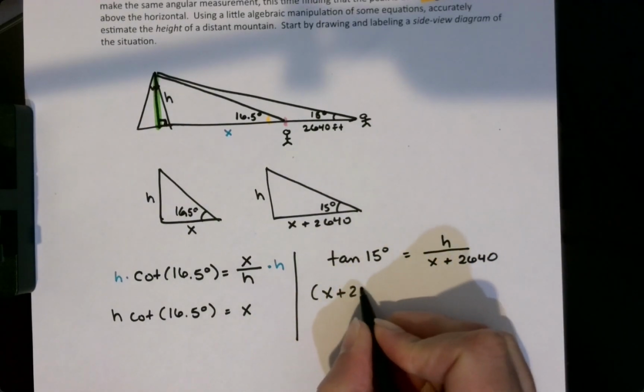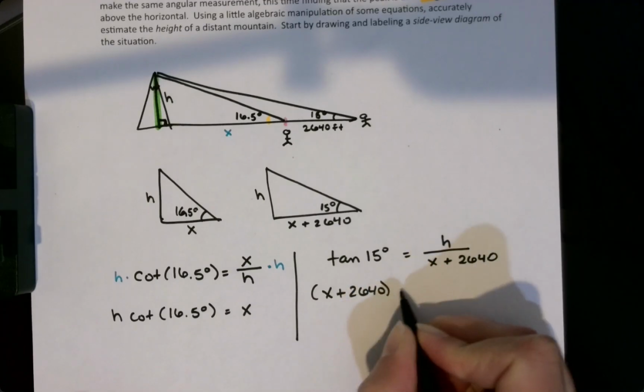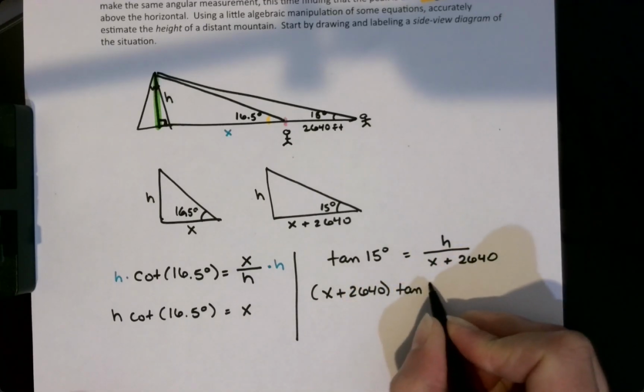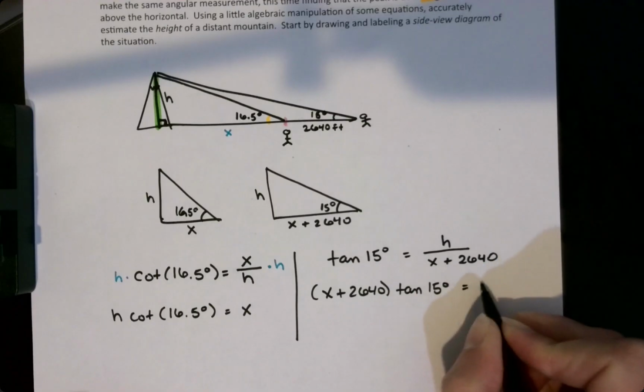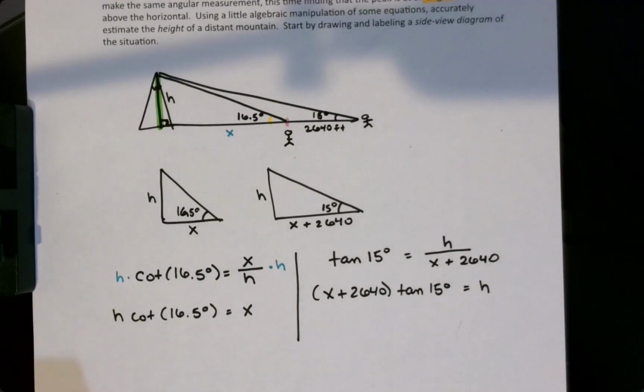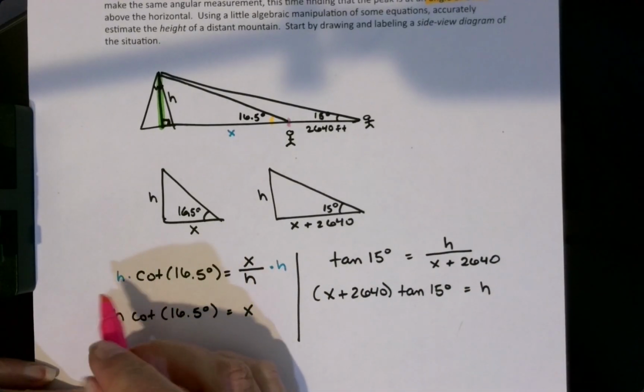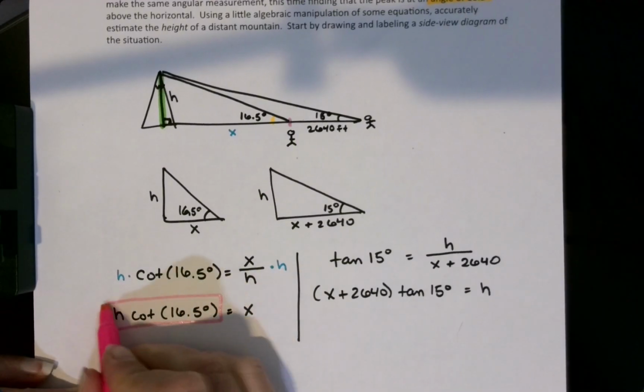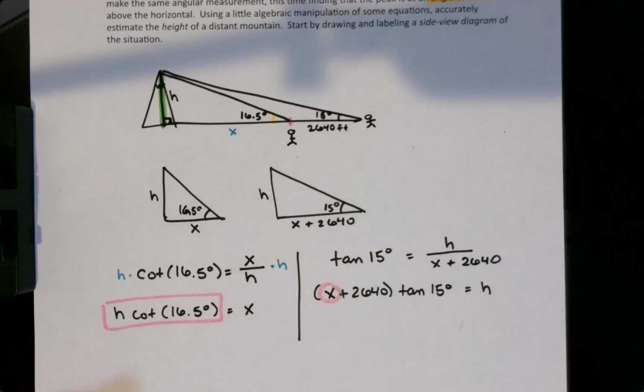X plus 2,640 times the tangent of 15 degrees would be equal to h. And then I'm setting this up for a substitution. So I'm going to be able to plug this in for x and then get an equation that's only in terms of h.